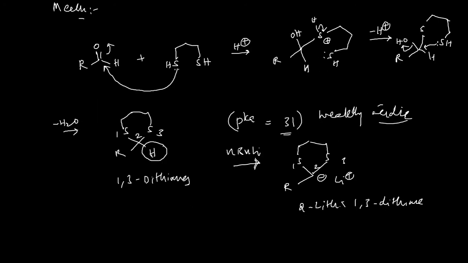And we discussed the mechanism involved in this process and ended up with the cyclic molecule, that is 1,3-dithiane. In this molecule, the second position hydrogen is weakly acidic, with a pKa of 31, so it can be easily abstracted by a base, that means n-butyllithium, which gives you a carbanion, that means a nucleophile, that is 2-lithio-1,3-dithiane.